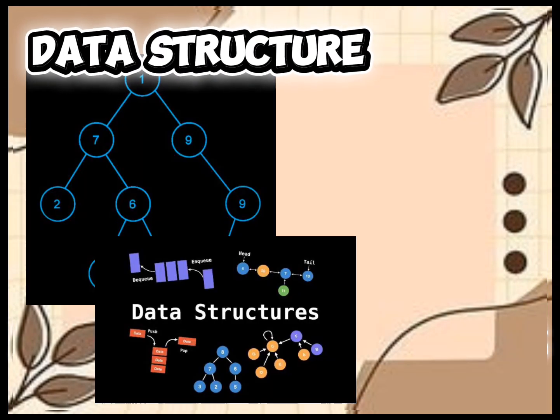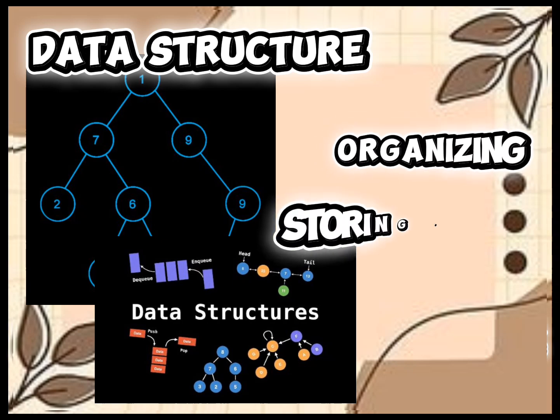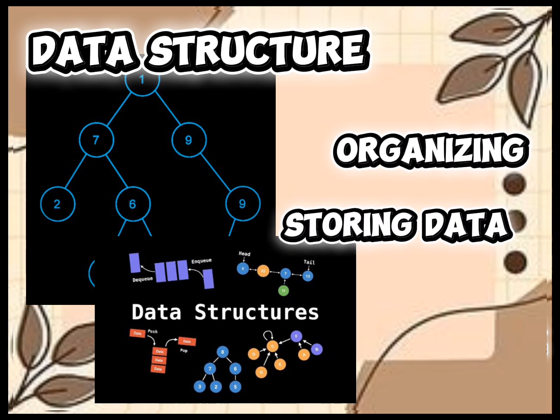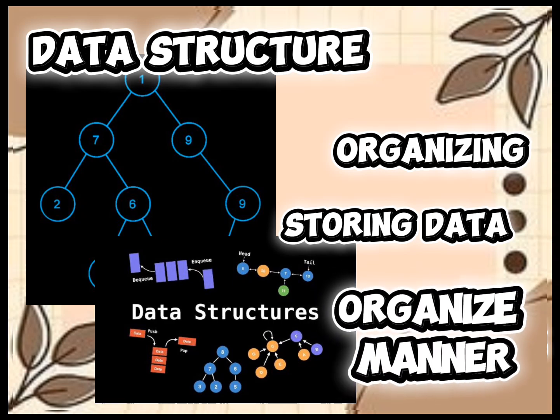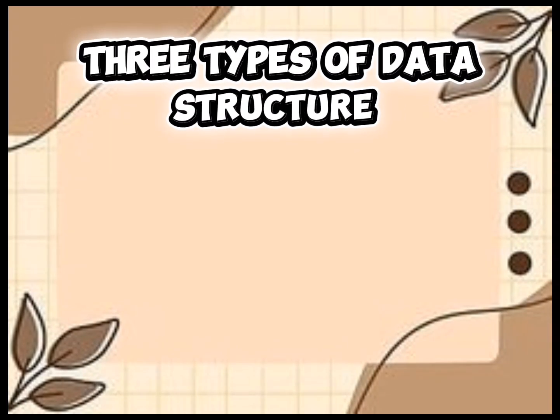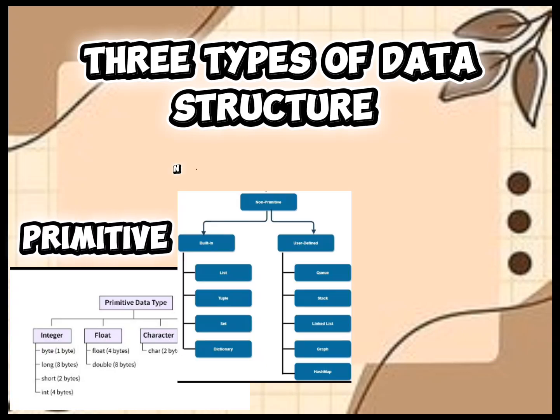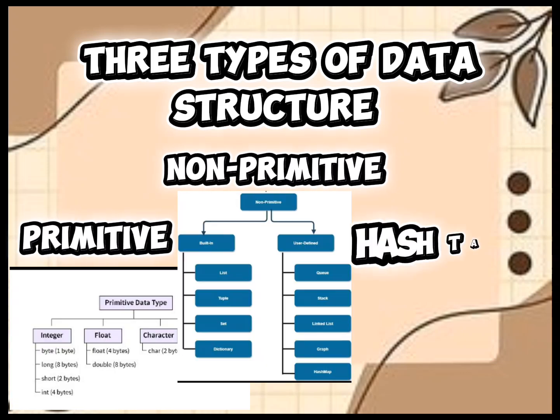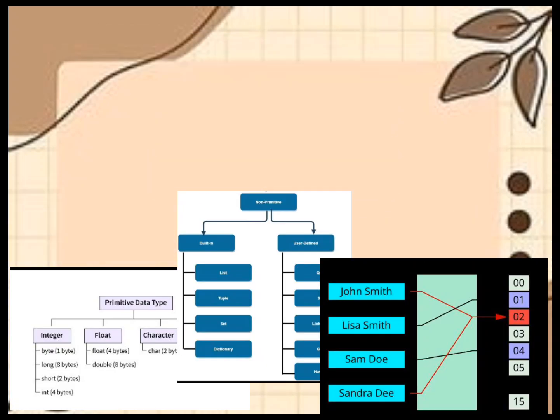Data structure is a way of organizing and storing data so it can be used efficiently. It helps computers process information faster and in an organized manner. There are three types of data structure: the primitive, non primitive, and hash table.